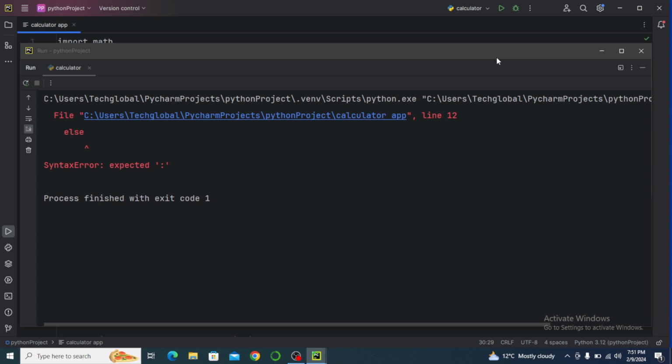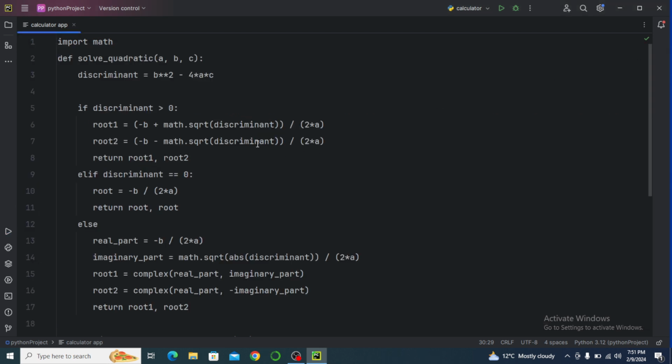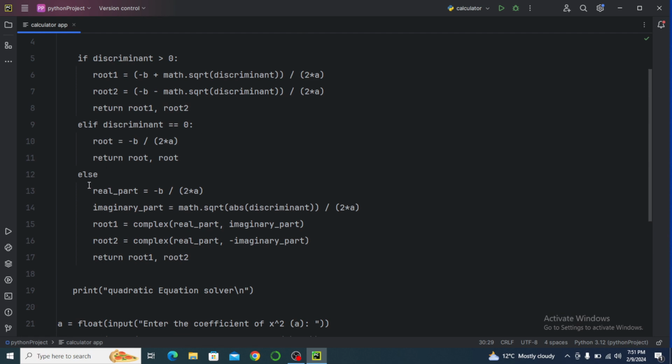Oh, as usual, we got our first error, which is on line 12. What do we have in line 12? Let me close this. Line 12, we have else. I think that's correct. Let me see. Else in line 12. Yes, it's correct. Okay, I didn't put the colon. Yeah, I think that's the reason.